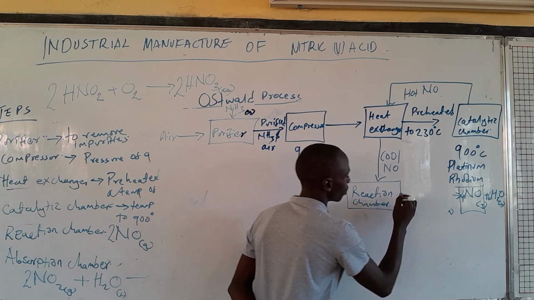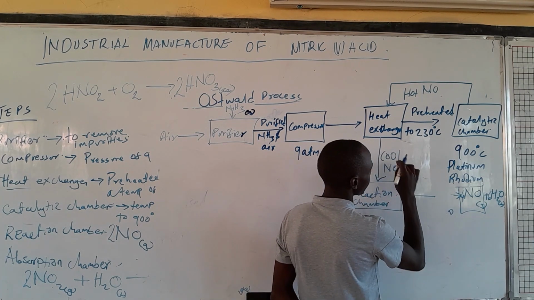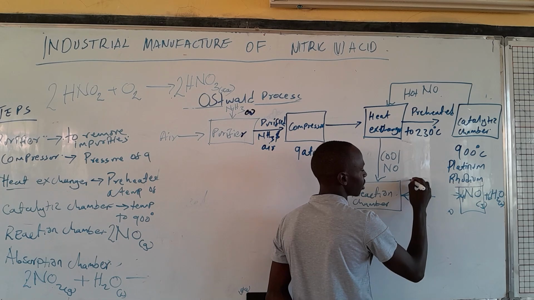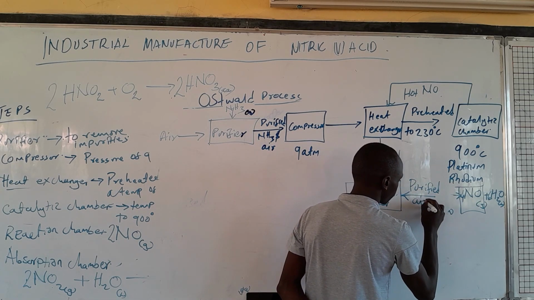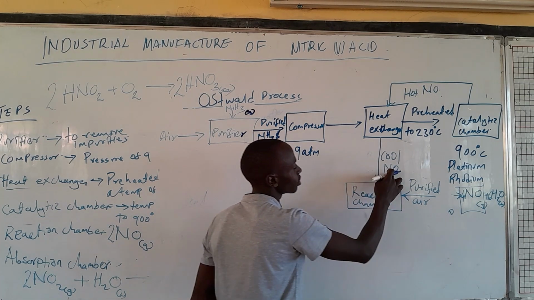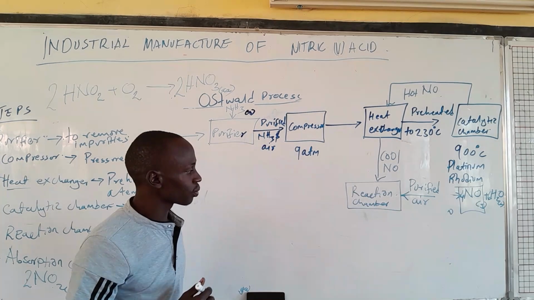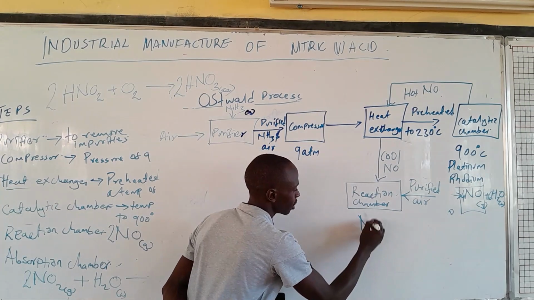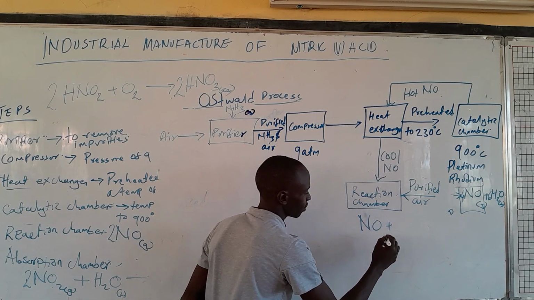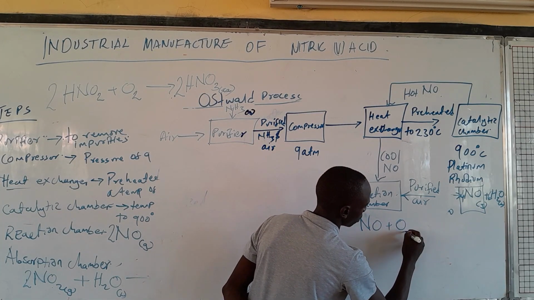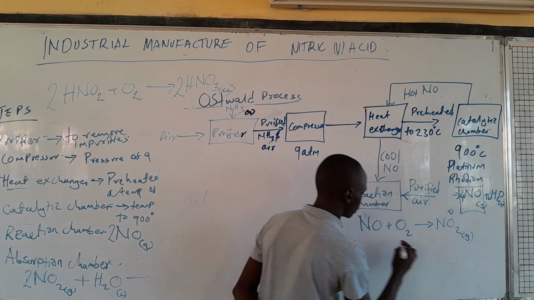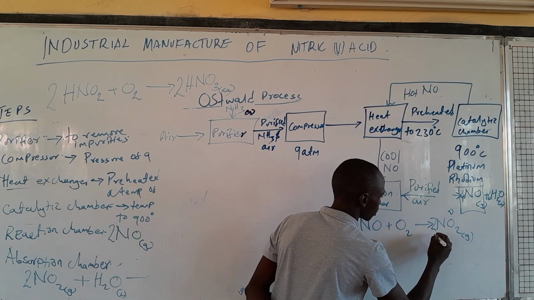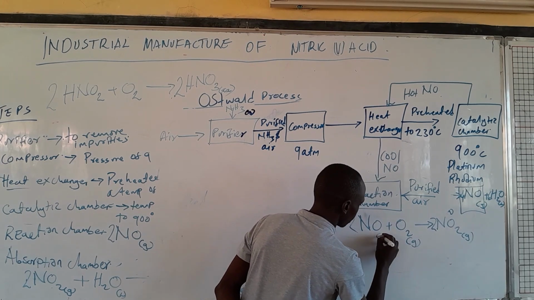In the reaction chamber, nitrogen (II) oxide gas is reacted with purified air. The purified air will react with nitrogen (II) oxide to produce nitrogen (IV) oxide. So the equation of the reaction chamber, we have it in this manner. We obtain nitrogen (IV) oxide, which is a gas. Balance gas and a gas.